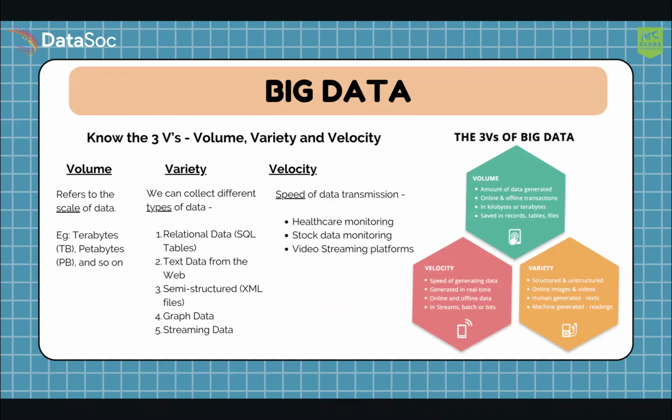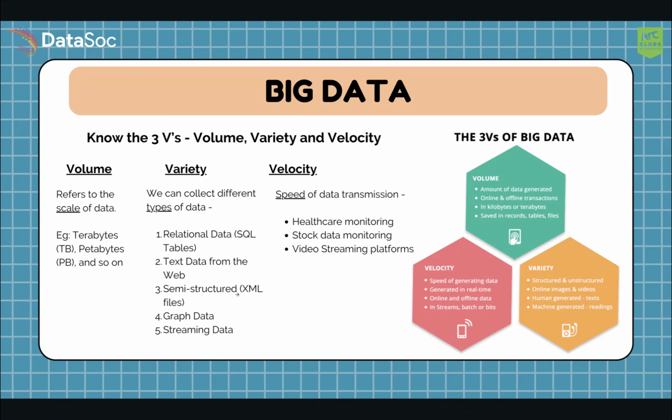So the most important thing for big data is knowing your three V's, right? Which are volume, variety, and velocity. So volume means the scale of the data, right? Which could be measured in terabytes, petabytes, all of that. Variety would mean the different types of data, which could be relational data such as SQL tables, it could be text data, it could be semi-structured data such as XML, CSV files.